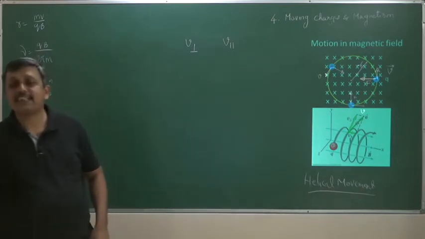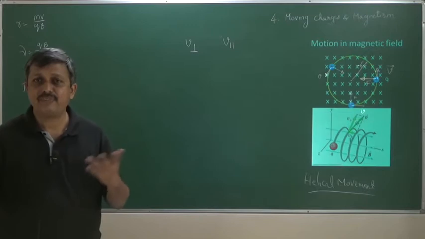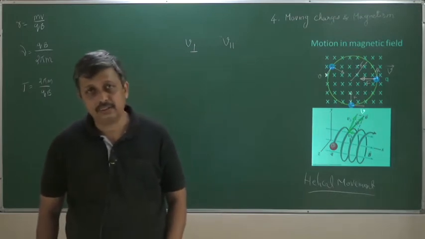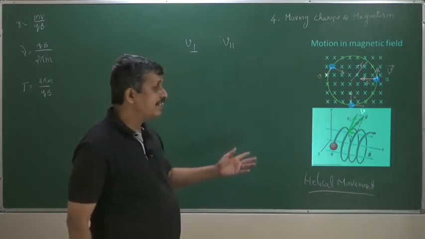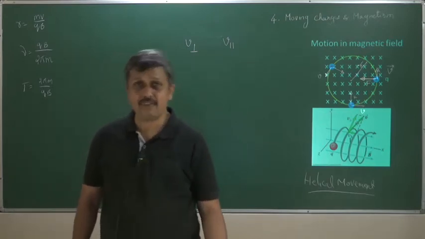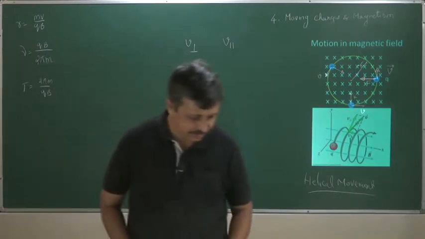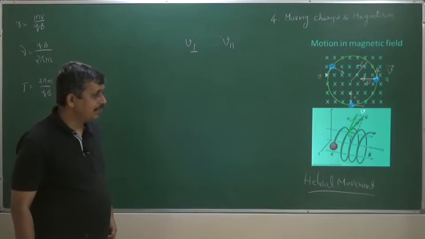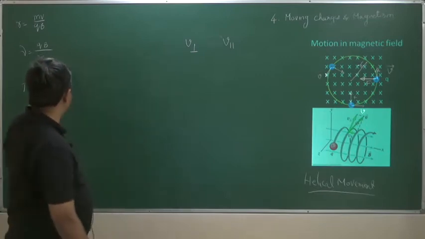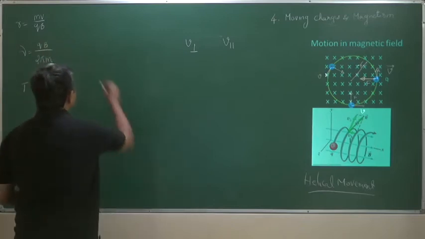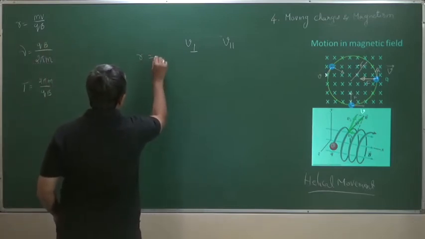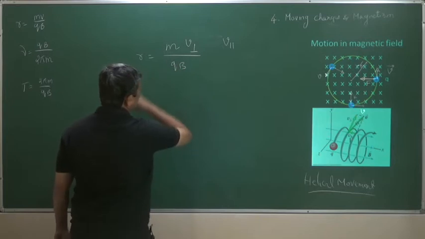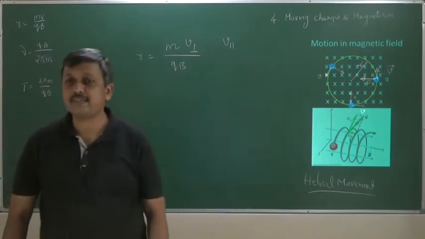You may be asked many times, when given a value of V, to find out, using your methods, what is the radius of the helix and what is the pitch of the helix. That is the question. The radius of the helix is easy to find out; we have already found it. Radius of the helix equals m V perpendicular divided by QB. That is the radius of the helix.